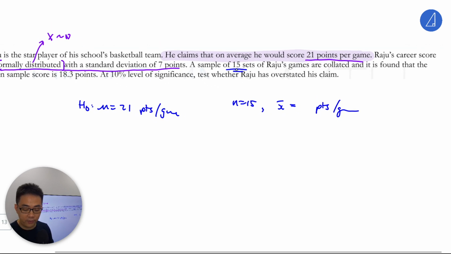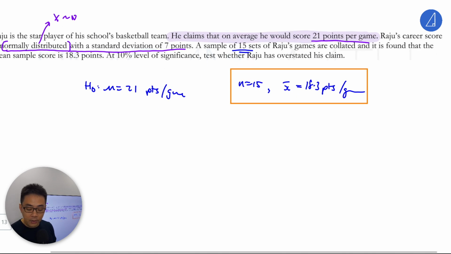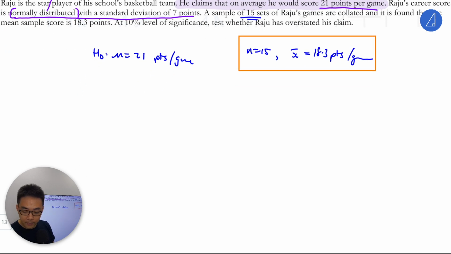Okay, but anyway, say you go and watch 15 of his games, you collect the data and you find that the sample mean is 18 points per game, or 18.3 points per game. Now remember, 18.3 points a game is what you want to use. This is the data that you have, and you want to test it against his claim. Okay, so now I'm going to show you what it means on the normal curve.